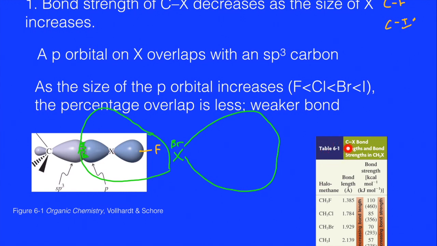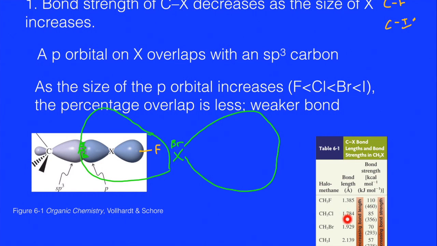Now, in table 6.1 we can see that. Again, it's the carbon-X bond length and the bond strength. Let's take a look at this. Say the halomethane is a fluorine connected to one carbon. Notice its bond length is about 1.385 angstroms. Remember, an angstrom is 10 to the minus 10 meters. And its bond strength, we'll look at it in kilocalories, the first one's at 110.